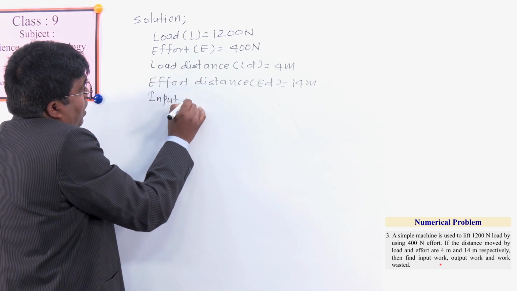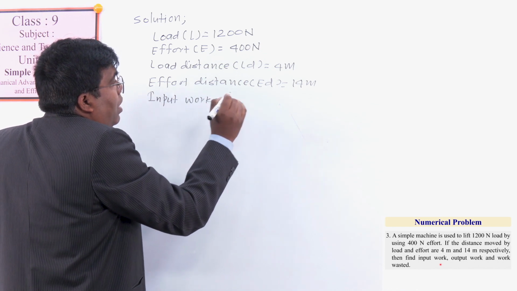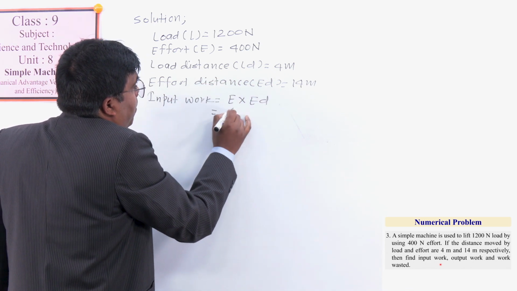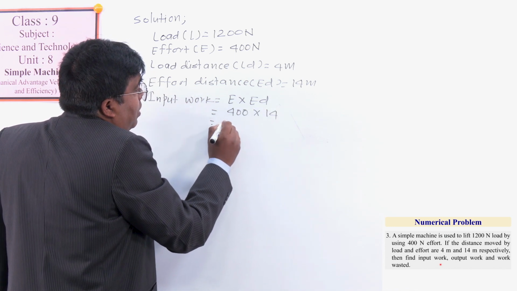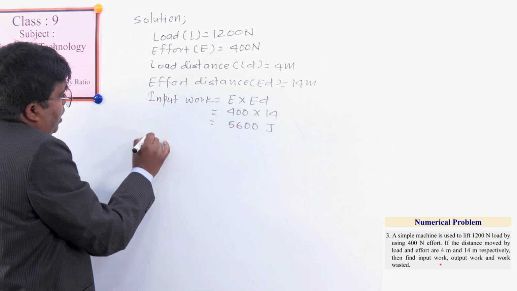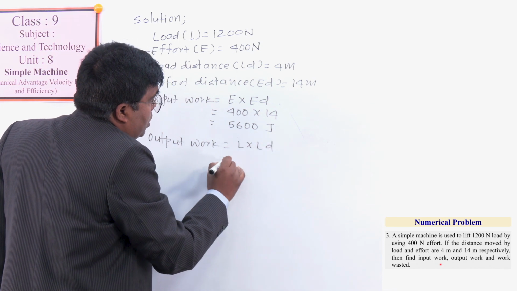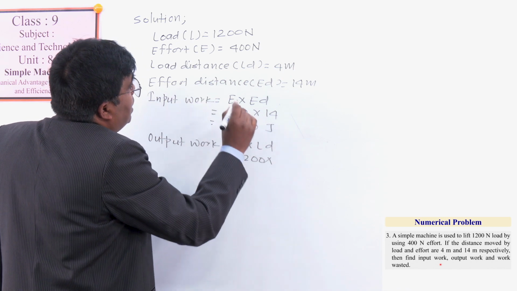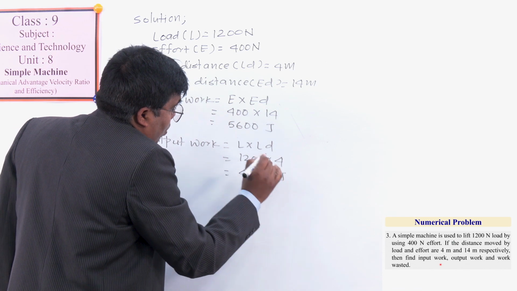So now we have to find input work and output work. Input work, what is the formula? Good. E into ED. So E is 400 and ED is 14. So 14 fours are 56, 0, 0. I am writing here joule. Output work, what is the formula? Good. Load into load distance. So load is 1200, load distance 4. That is 4800 joule.